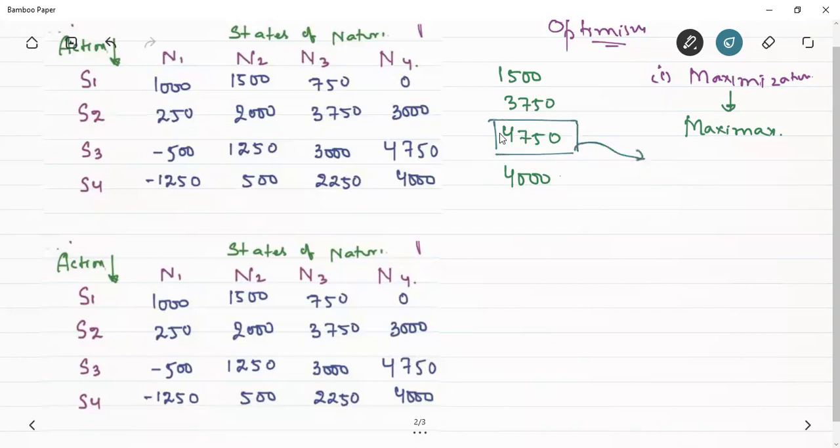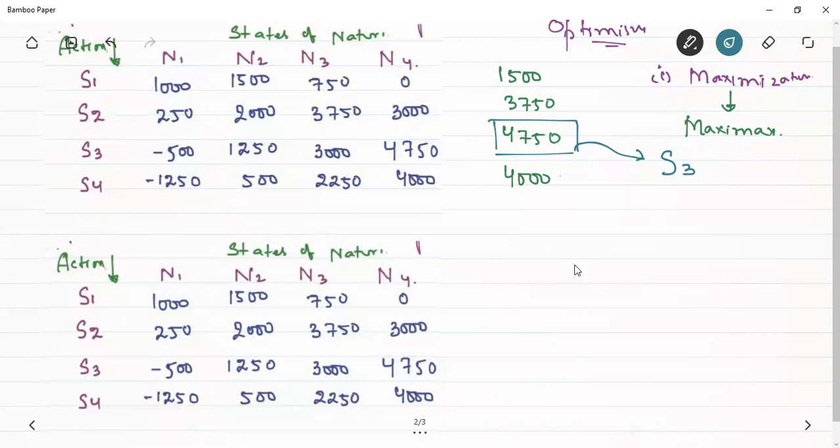And corresponding to this Maximax value, we have the S3 course of action. Therefore, from the Maximax point of view, if this is a maximization problem, we have to use the Maximax criterion. Then this course of action S3, or strategy S3, will be the optimal strategy.